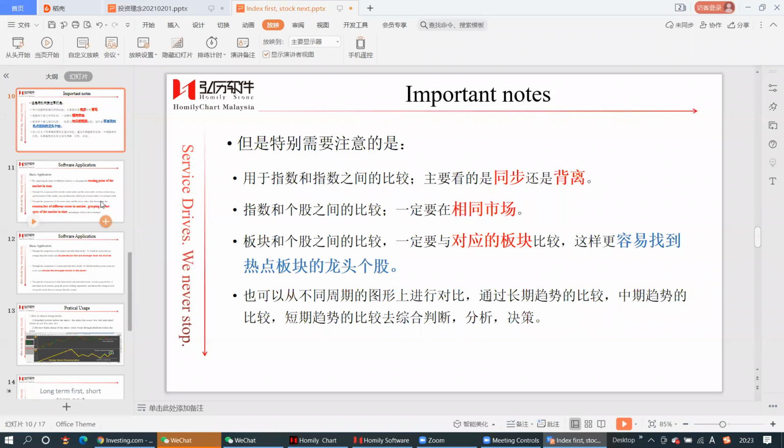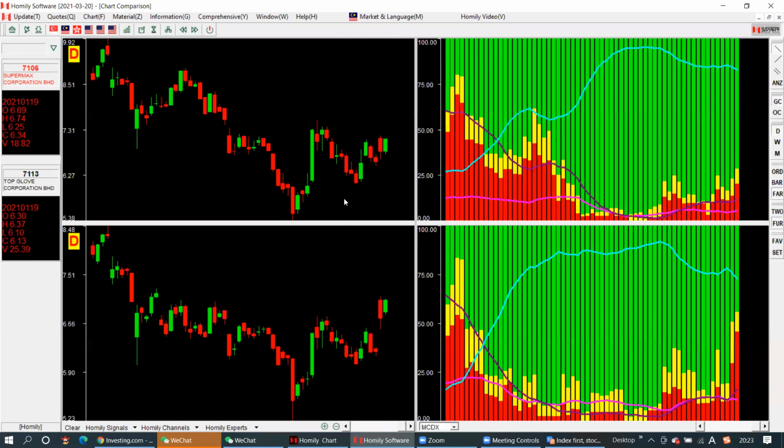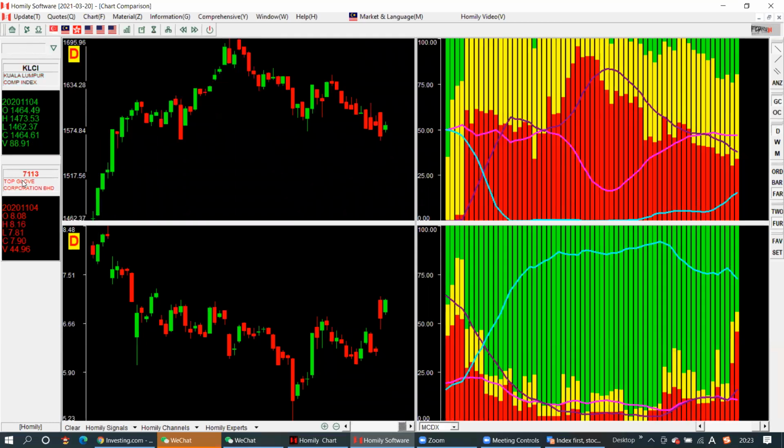Okay, so sorry, this one is very similar to a deviation. Okay, within the index and the index, we need to see whether both of them keep increasing together, or whether some deviation has already happened. So maybe we can compare our KLCI with our Dow Jones, so we can know about it.